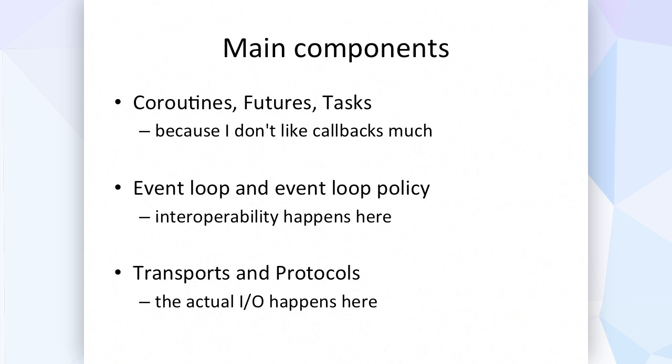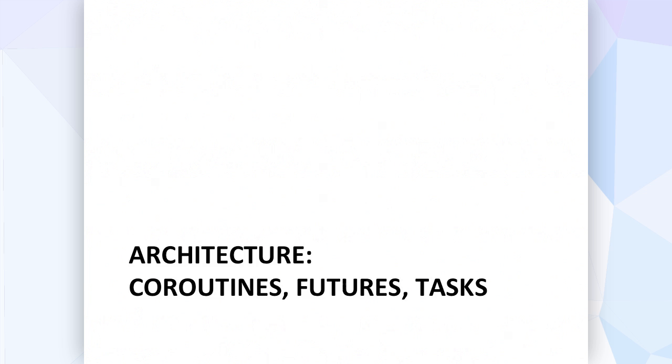A second big component of Tulip is an event loop. There is typically one event loop in a program. In a multi-threaded program, you could have multiple event loops, one for each thread. But that's pretty specialized, and there's a policy that tries to discourage that a little bit without making it impossible. The final thing is transports and protocols, and that's where all the actual I/O happens. If you're connecting to a socket or an SSL connection, you're using a transport and a protocol. So let's have a look at each of these in turn.